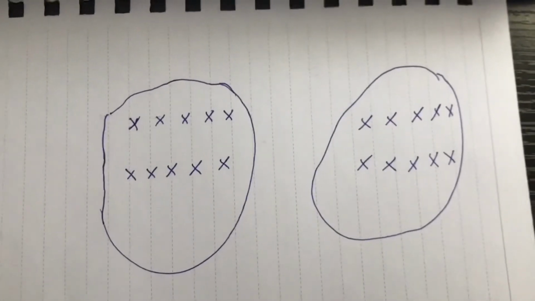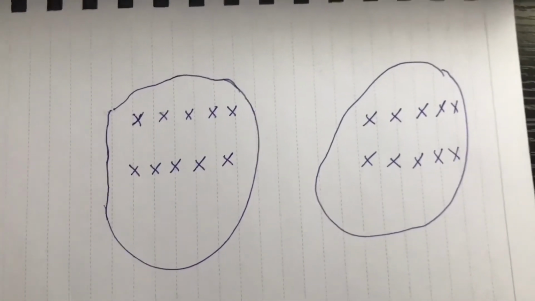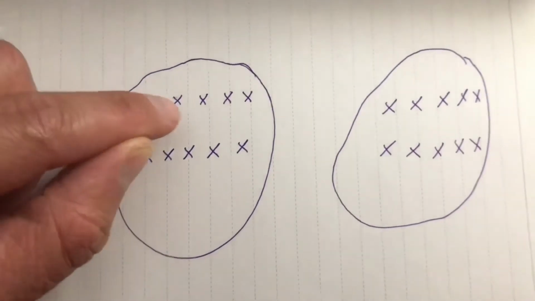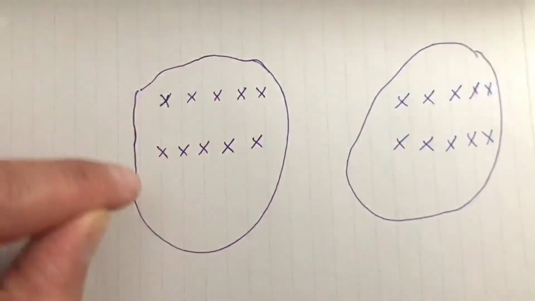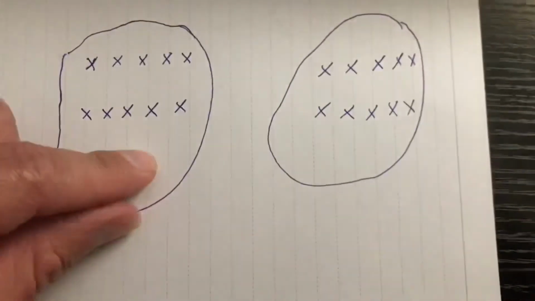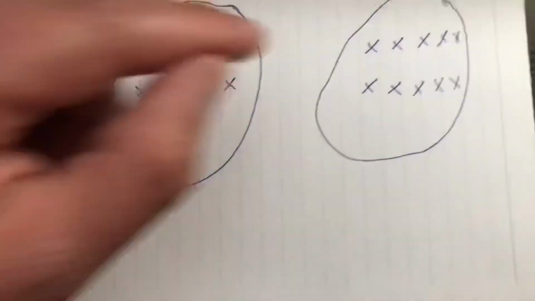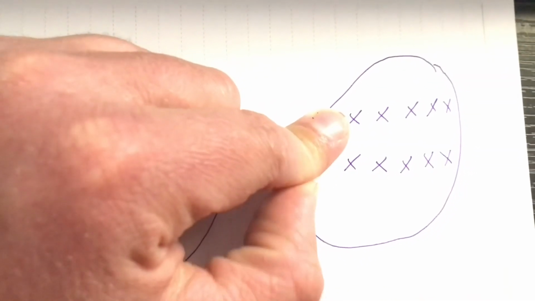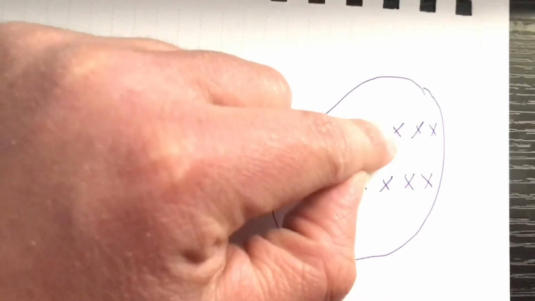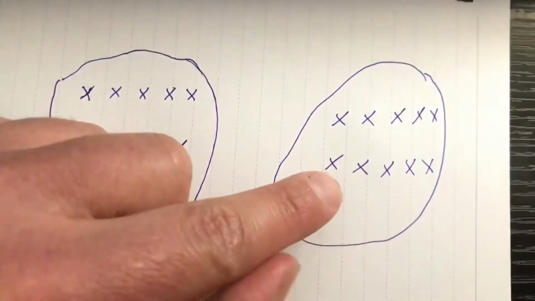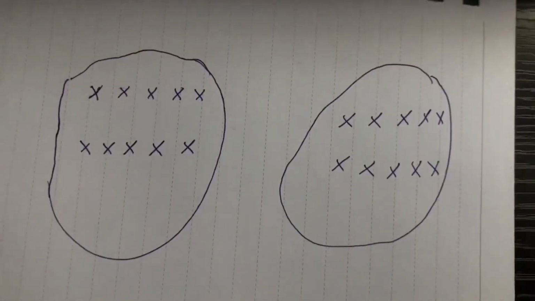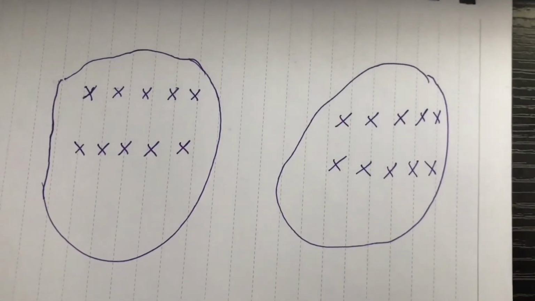And then the long way to do that would be to count every single X. 1, 2, 3, 4, 5, 6, 7, 8, 9, 10. Alright, we're done counting the first group. We have 10 X's so far. Second group now. 11, 12, 13, 14, 15, 16, 17, 18, 19, 20. Alright, so we have 20 total X's.